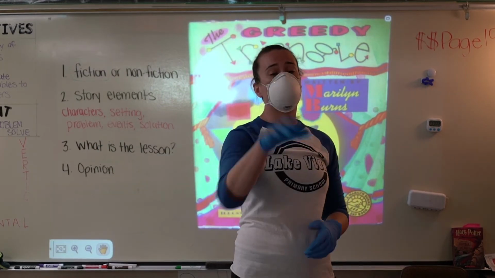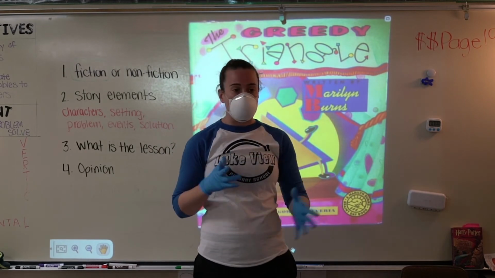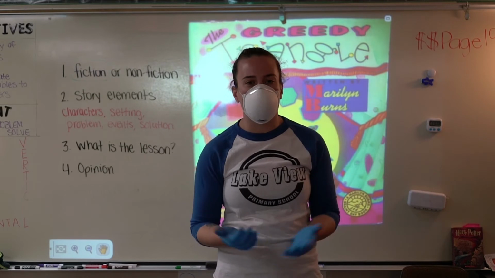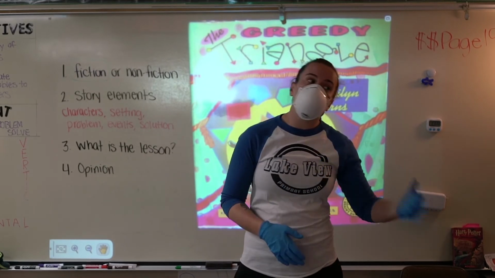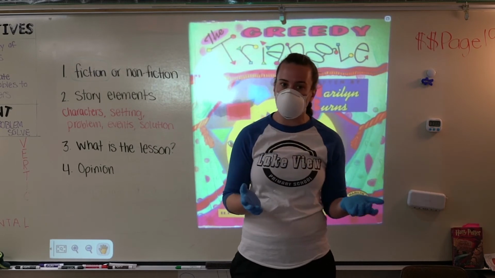So there were 2 major characters in our story. There was the triangle and then the shapeshifter that helped the triangle change. Those 2 were the major characters in the story. Now, we also can't forget that the triangle had a bunch of other friends, which is also equally important.